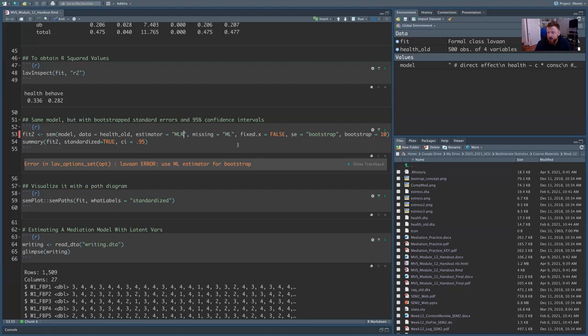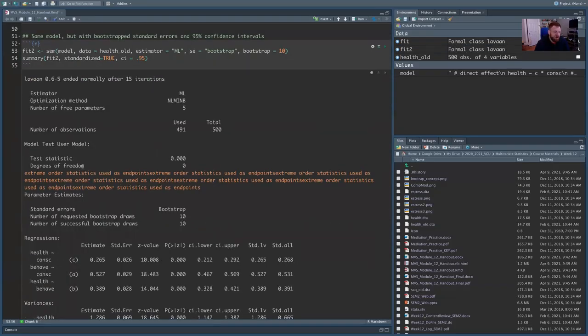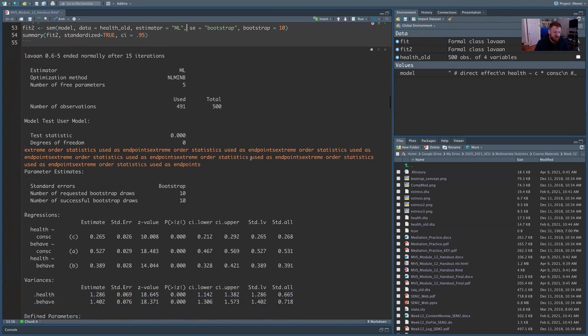So we can no longer use our MLR estimator when we're bootstrapping. So we can just drop ML. And I think we probably have to drop all our fancy missing data stuff too, if I'm remembering. So let me drop those out and just do SE equals bootstrap and bootstrap equals 10. There it goes. And then we get our summary. That was actually really fast for 10 draws.